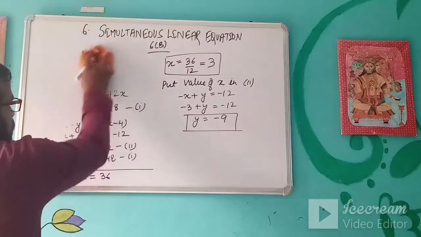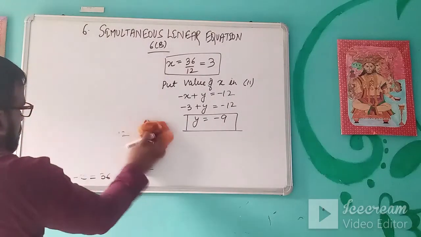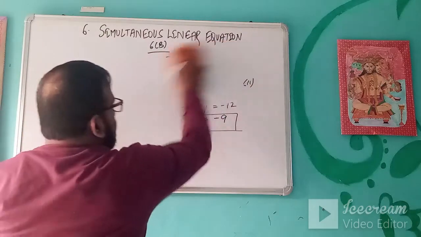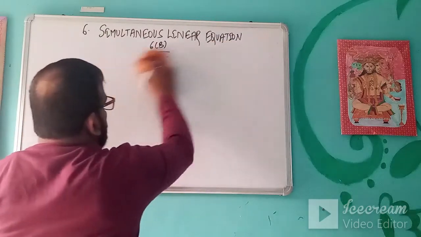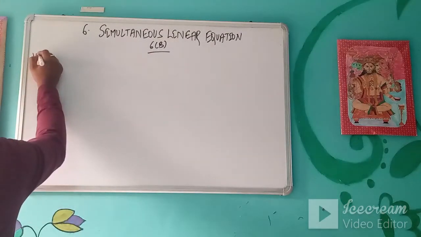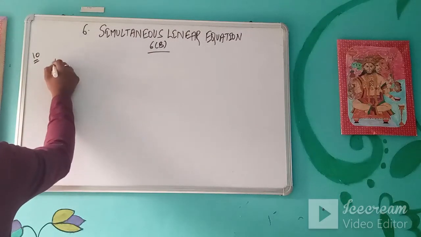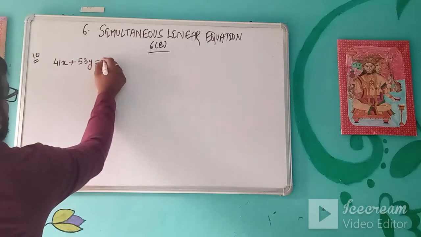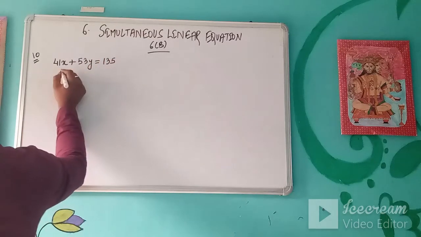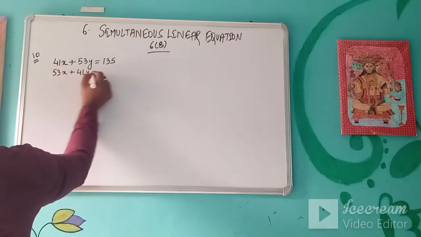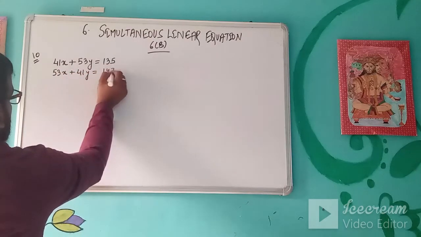Okay, now let's see a very different type of question and a different approach to solve. Suppose this is question number 10 and it is 41x plus 53y is equals to 135 and 53x plus 41y is equals to 147.